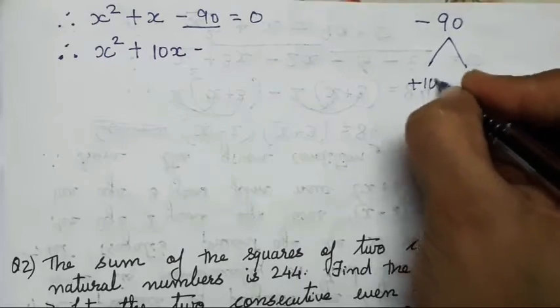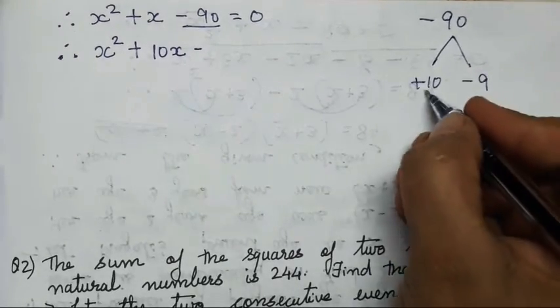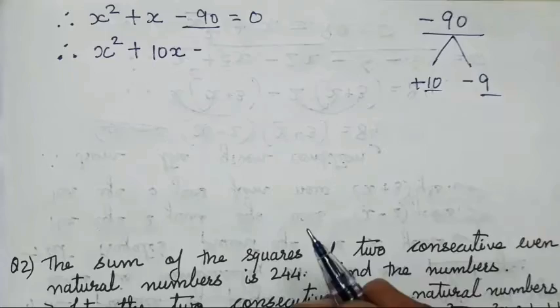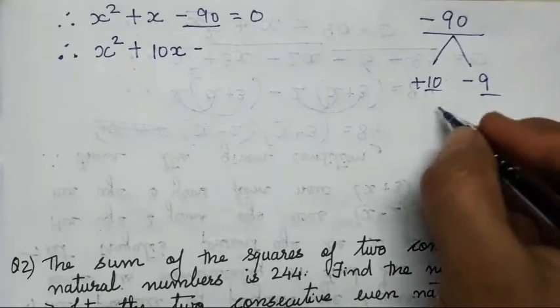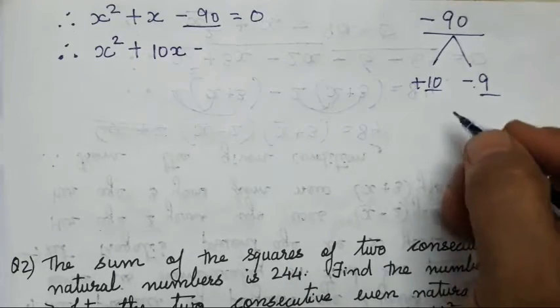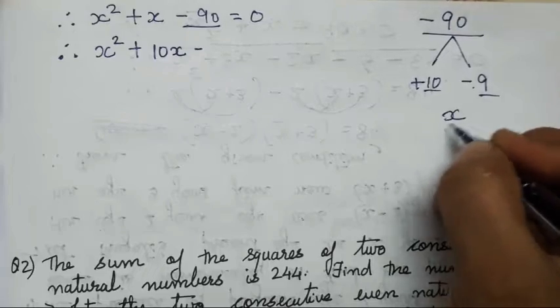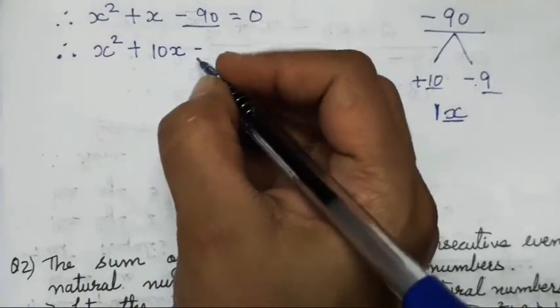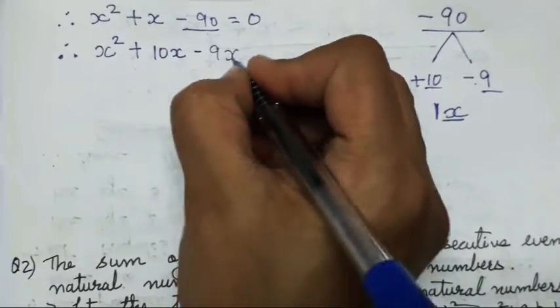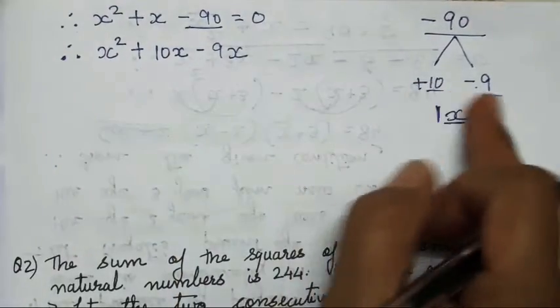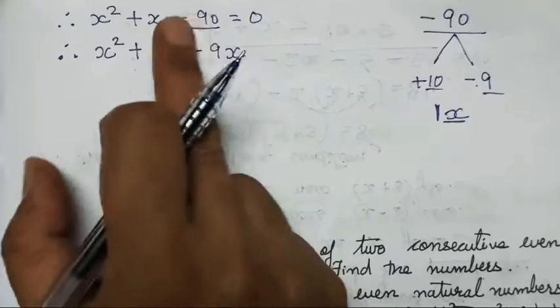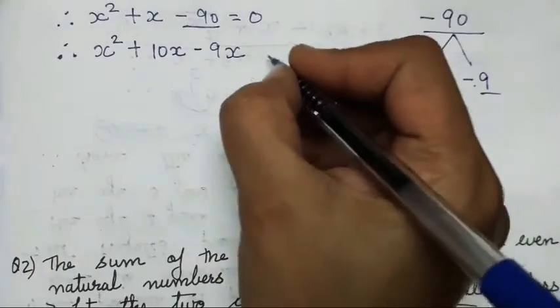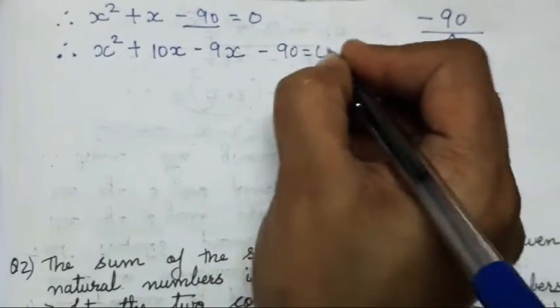So plus 10 minus 90. So when you multiply this, you will be getting minus 90. Okay, and when you subtract plus and minus, so the answer is going to be x, that is 1x. So you all can write x only. So 10x minus 9x, because we need to take these two terms in order to get both the answers. Minus 90 is equal to 0.